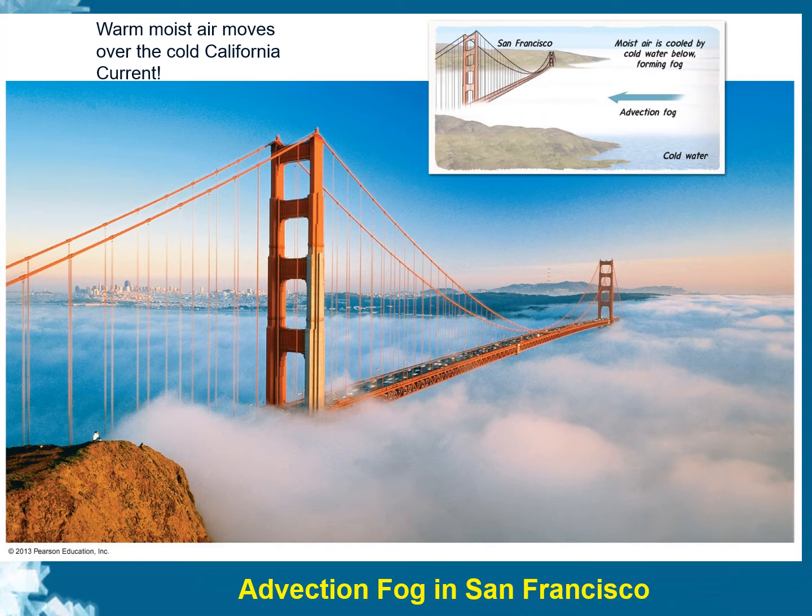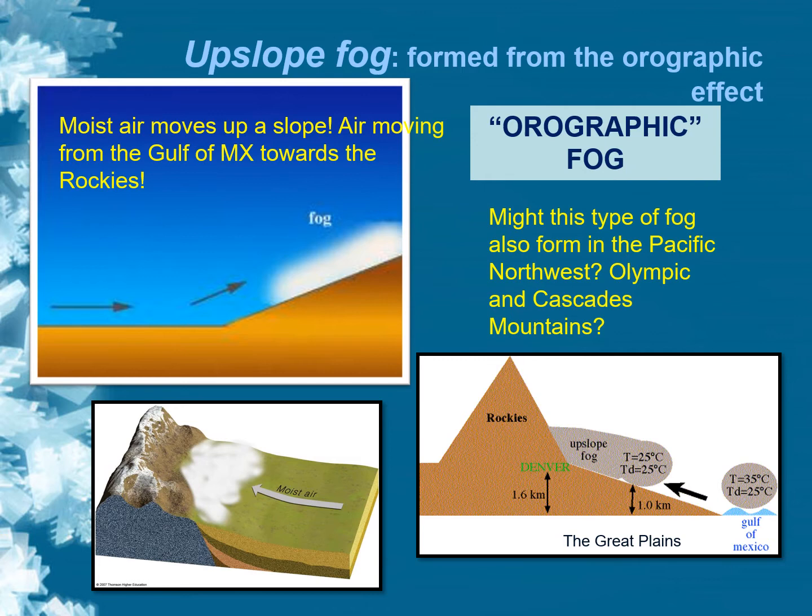So the cold California current is moving south, skimming the west coast of the United States, and you end up with moist air coming in from the Pacific, moving over the cold California current, cooling and forming fog. So this is advection fog in San Francisco. I just think this is beautiful. Do any of you see the water down there, San Francisco Bay? No, you can't see it because look at all that fog.